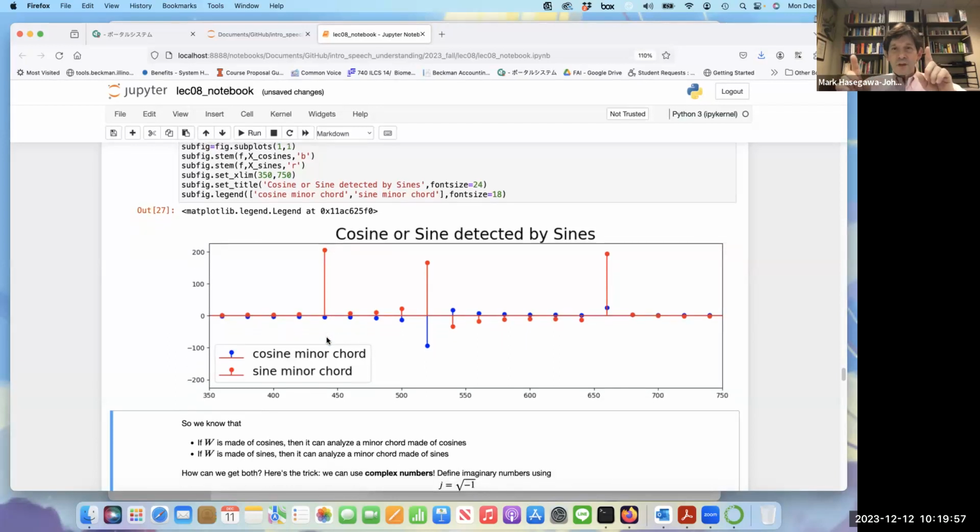And so humans can't hear any difference between the cosine and the sine. They sound the same to us. However, to the computer, they sound different. And that's a problem.